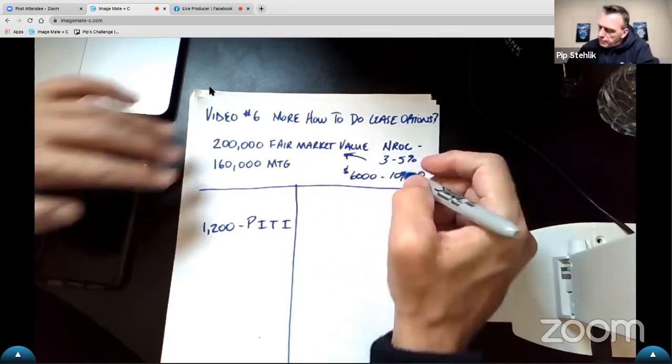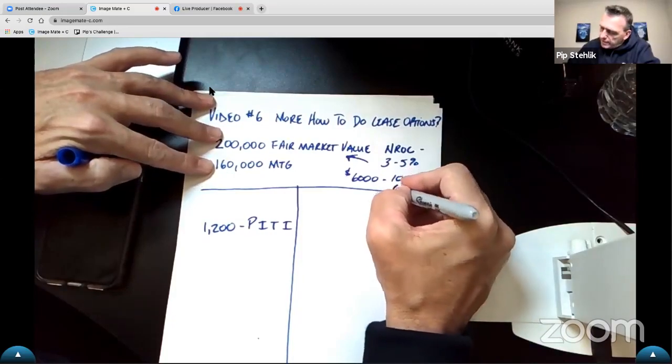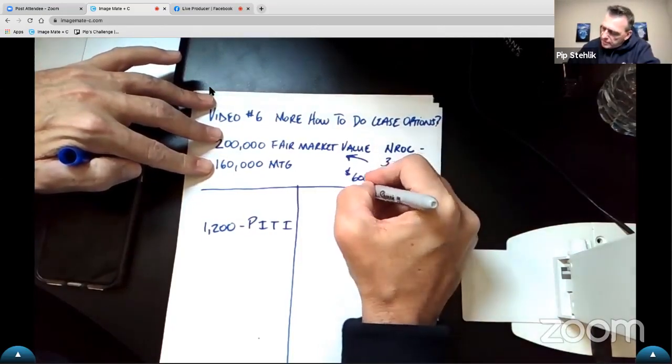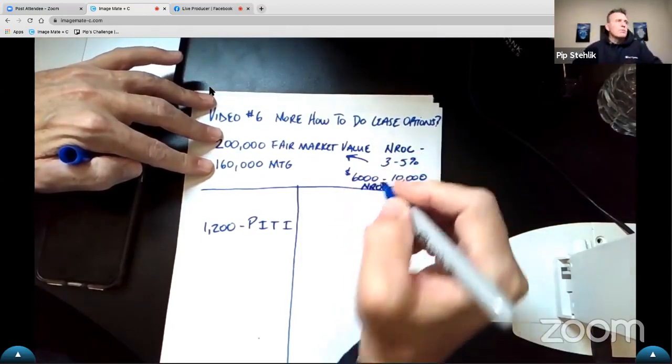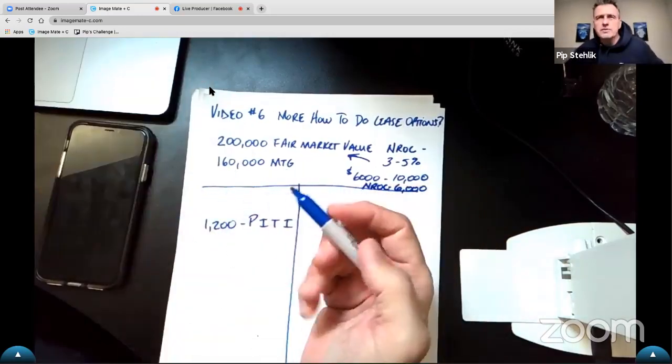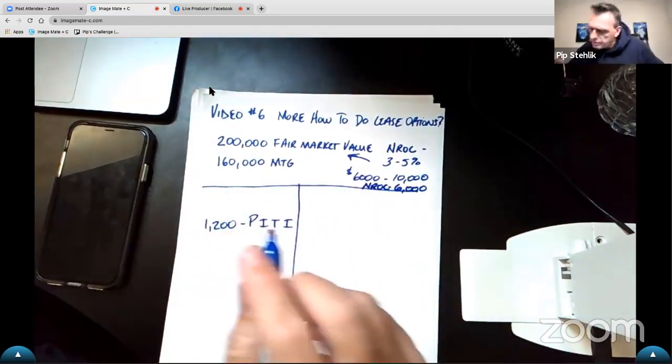Let's say for our example right now, they have the lower end. They actually have $6,000 of non-refundable option consideration. So they have $6,000 in non-refundable option consideration.